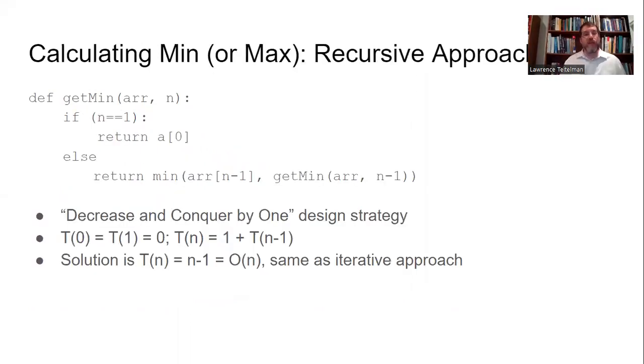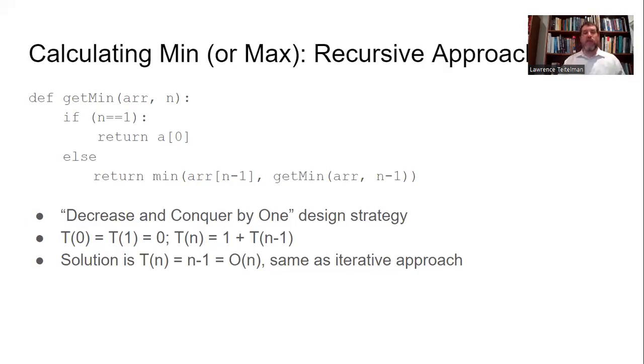But here is a recursive approach, right? So we say, we don't need those parentheses really, but we say if n equals 0, if there's only one element, just return the first element. Otherwise, get the min of the last element and everything else. Okay, this is an example of decrease and conquer by 1.